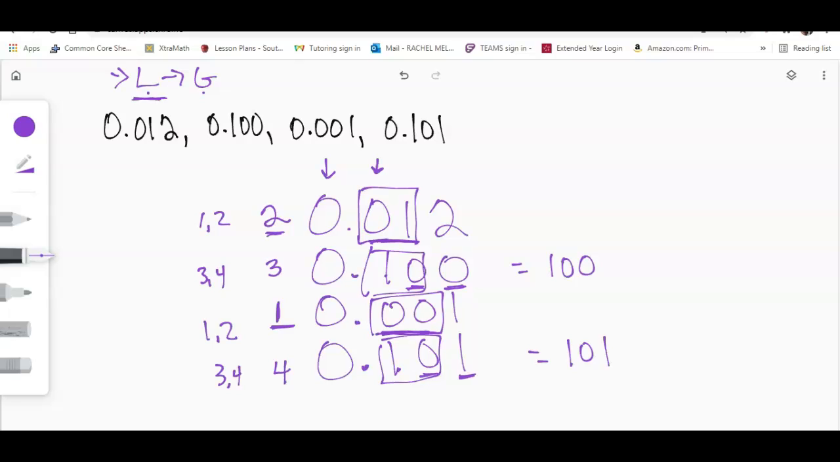So again, I want to rewrite those in the correct order. So my first number is 1 thousandth. My second number is 12 thousandths. My third number is 100 thousandths. And my last number is 101 thousandths. And that is your comparing and ordering lesson for today.